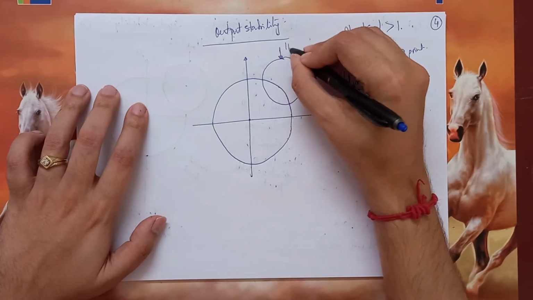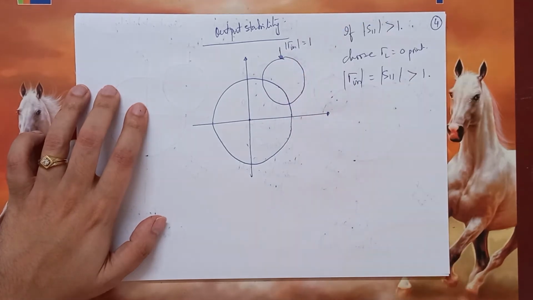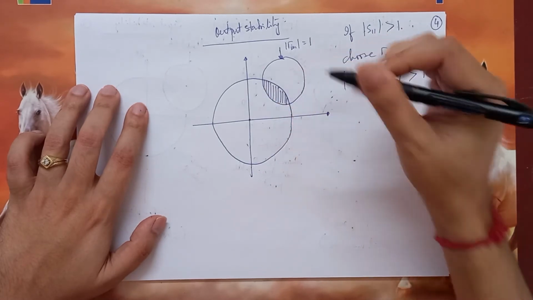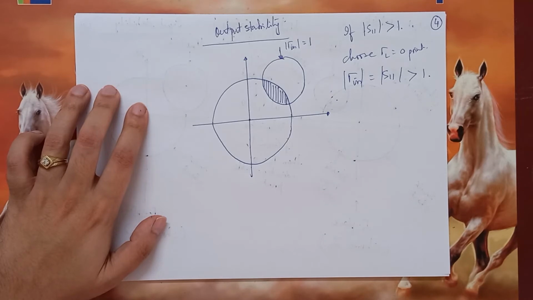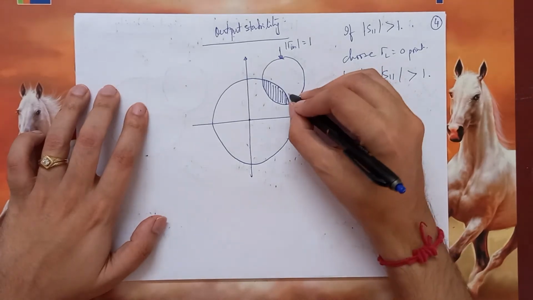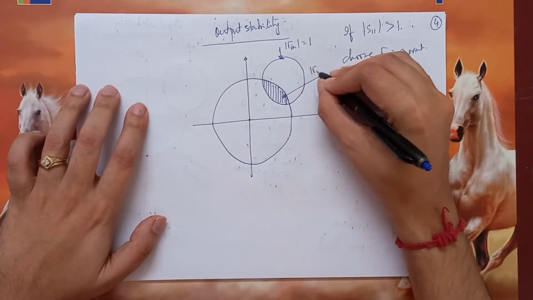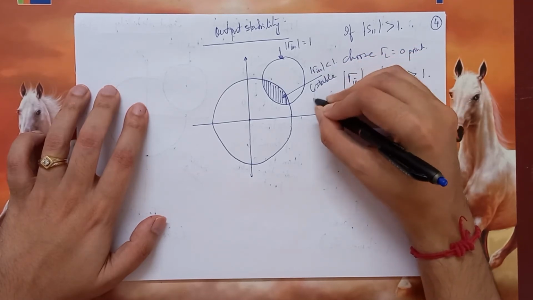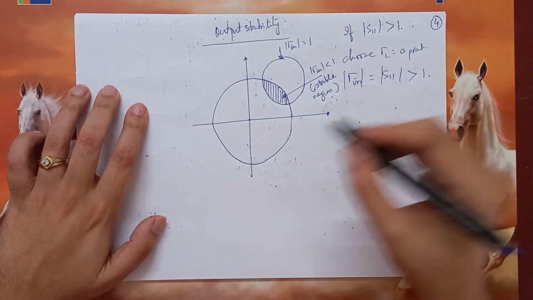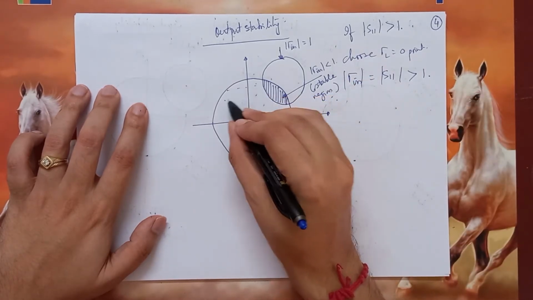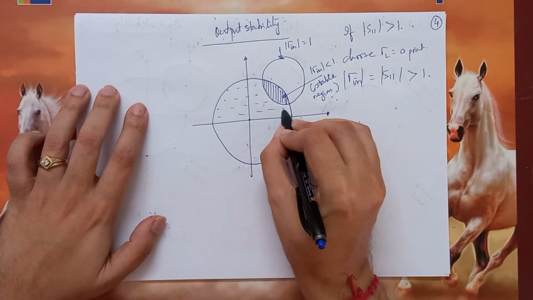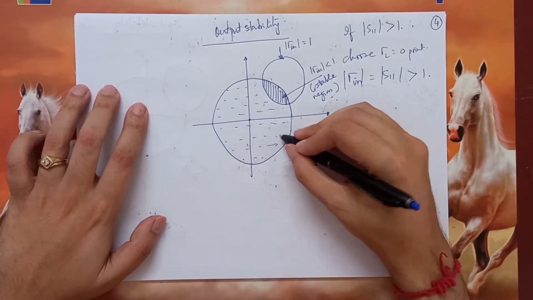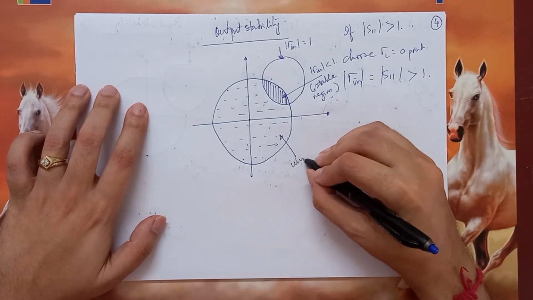Now this trajectory still indicates gamma in mod is equal to 1. So this region would indicate the point where gamma in is less than 1. This is the stable region. And this entire thing is the unstable region.